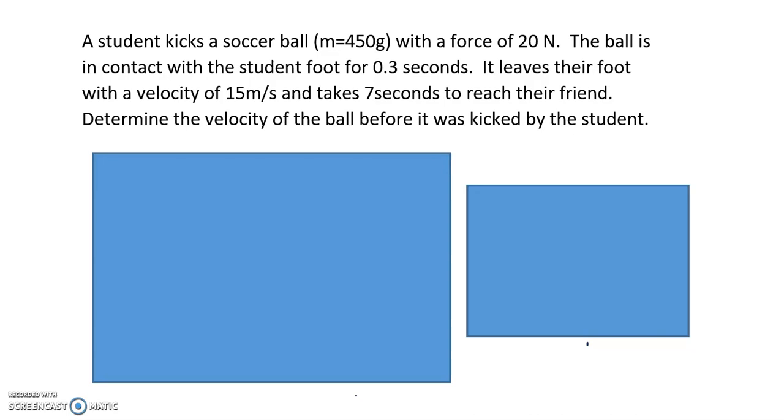So, here's your situation. A student kicks a soccer ball that has a mass of 450 grams with a force of 20 newtons. The ball is in contact with the student's foot for 0.3 seconds. It leaves their foot with a velocity of 15 meters per second and takes 7 seconds to reach their friend. Determine the velocity of the ball before it was kicked by the student. All right, so we want to know how fast the ball was going before the student kicked it.